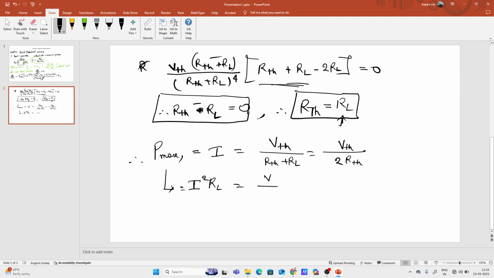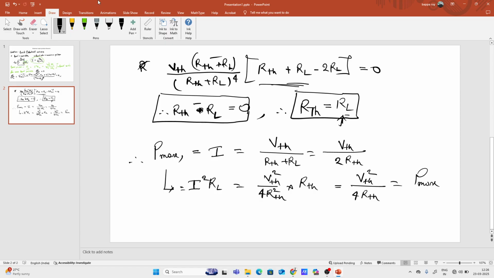So VTH square divided by 4 RTH square, times RL. We can write RTH here. So what will it come to? VTH square divided by 4 RTH. This is Pmax.